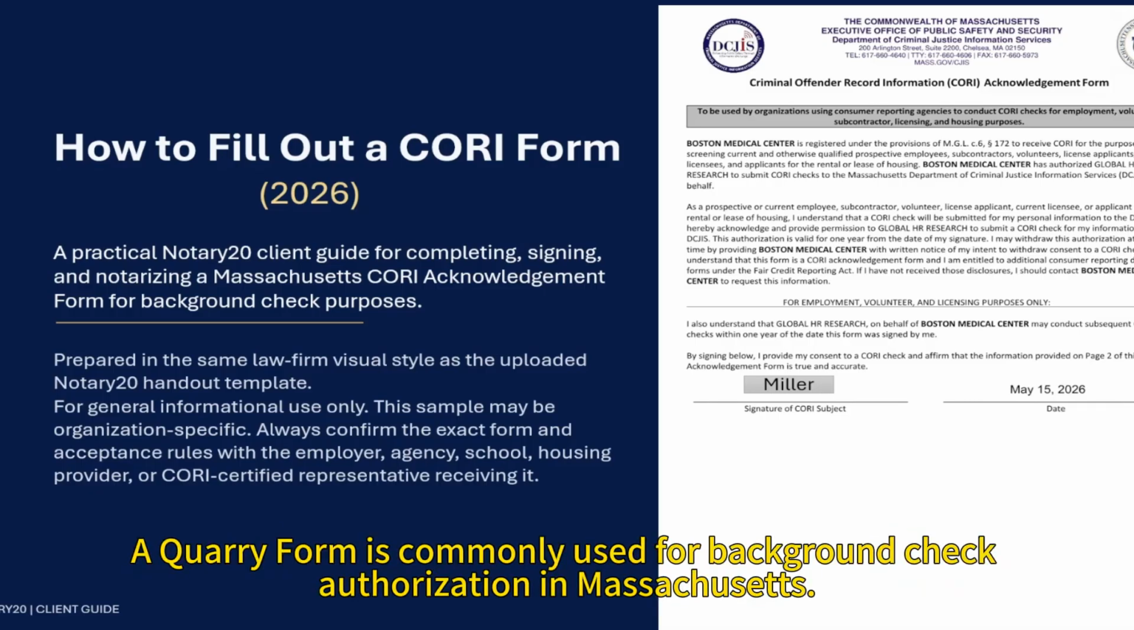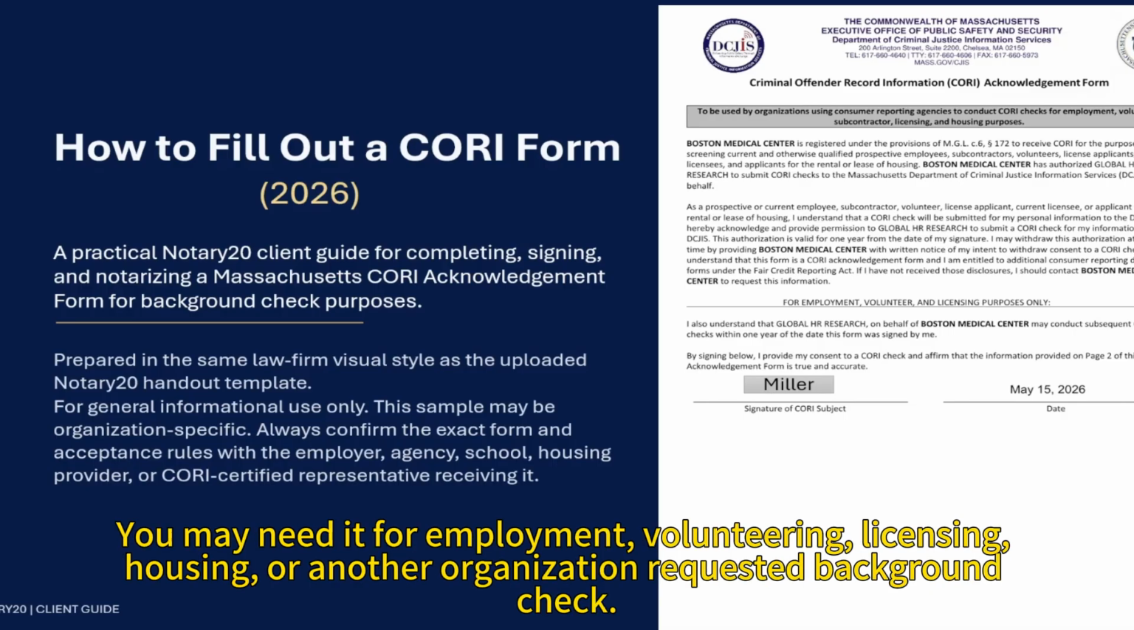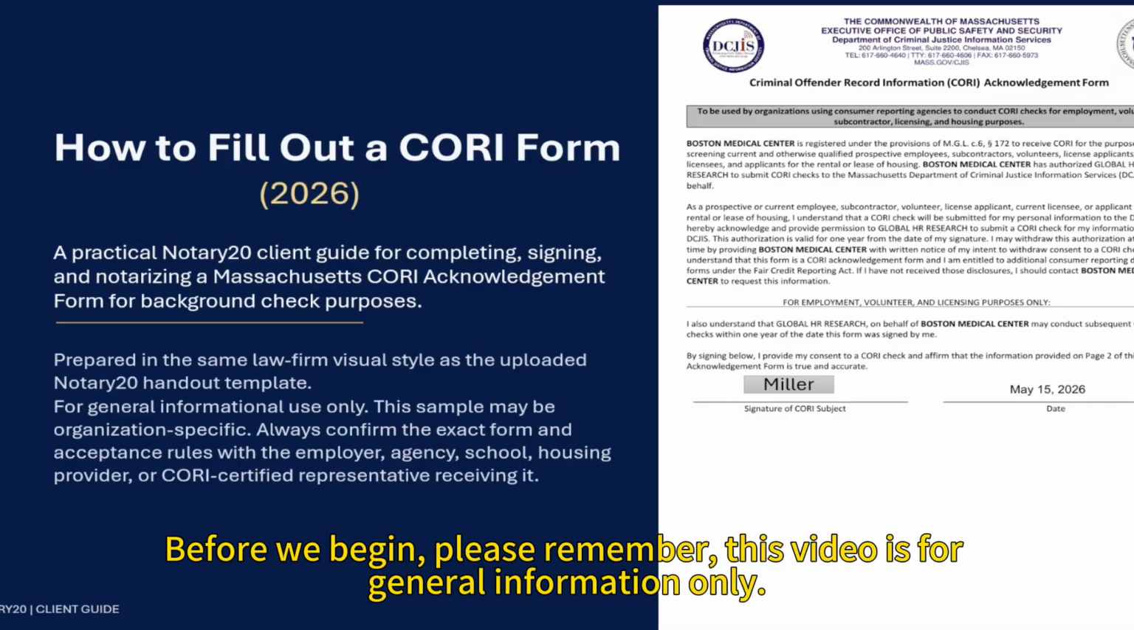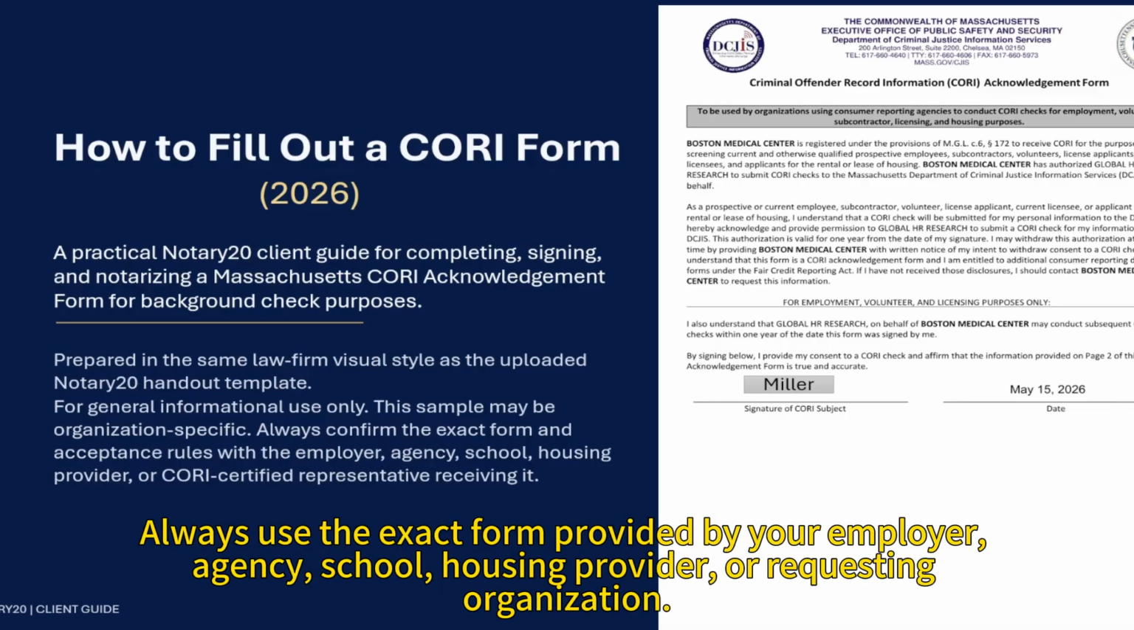A CORI form is commonly used for background check authorization in Massachusetts. You may need it for employment, volunteering, licensing, housing, or another organization-requested background check. Before we begin, please remember, this video is for general information only. Always use the exact form provided by your employer, agency, school, housing provider, or requesting organization.